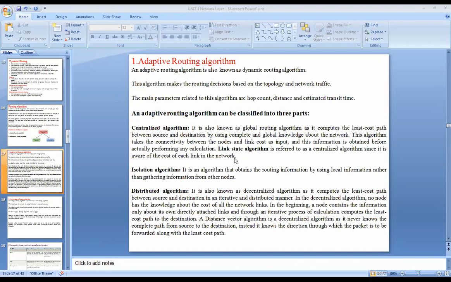It never knows the complete path from source to destination. We don't know exactly where we have to reach, but we can reach. Instead, it knows the direction. We have given the direction on how to reach that particular destination, and through that direction the packet reaches it. These are the three types of algorithms: centralized algorithm, isolation algorithm, and distributed algorithm.